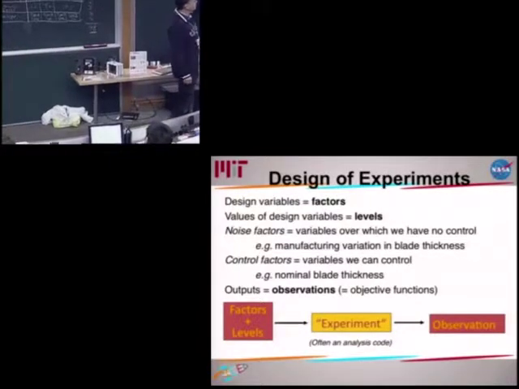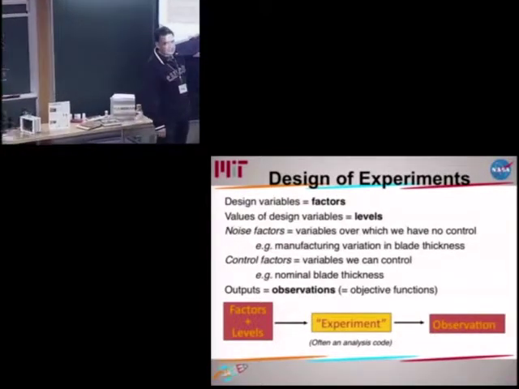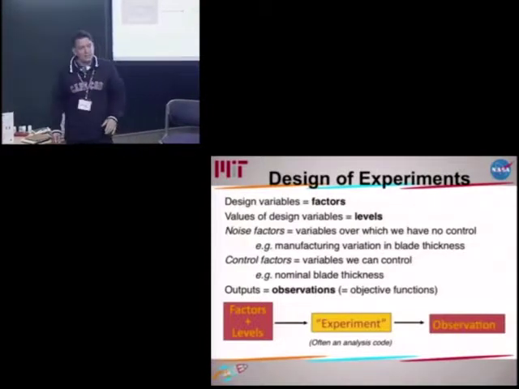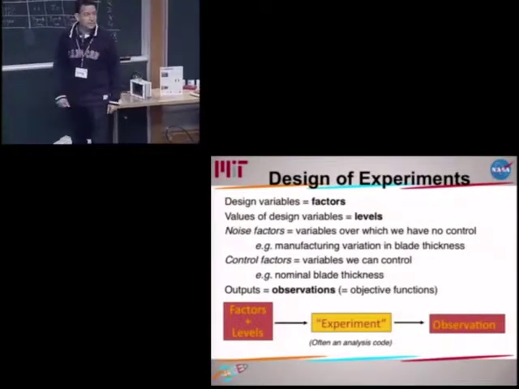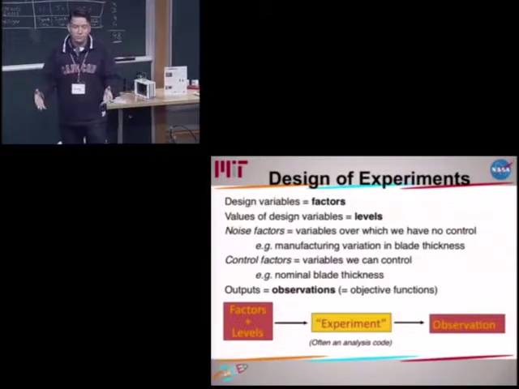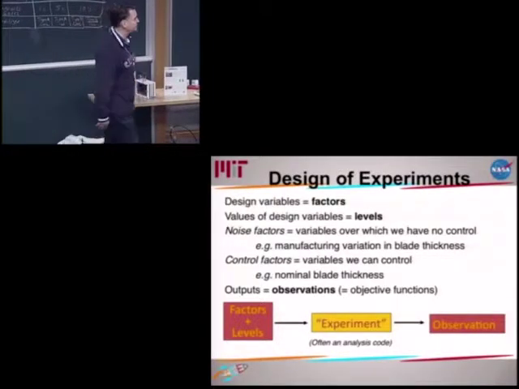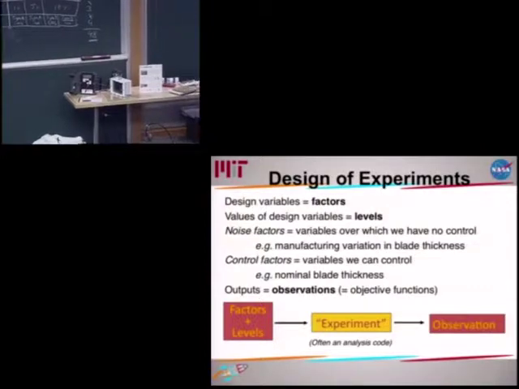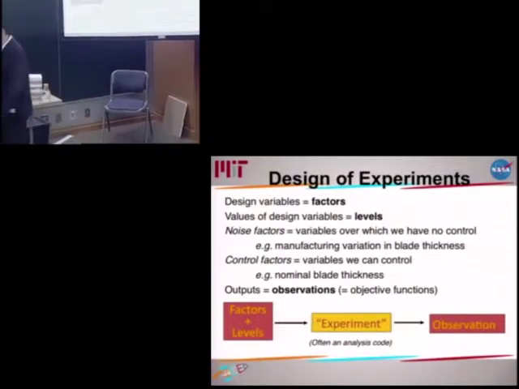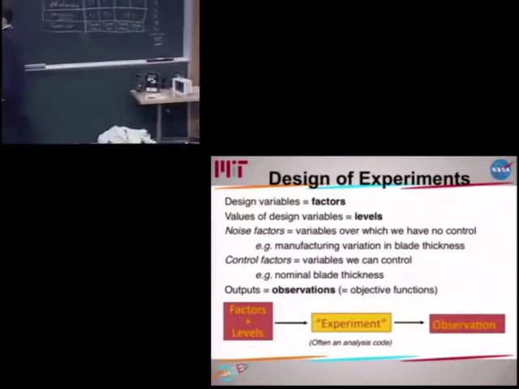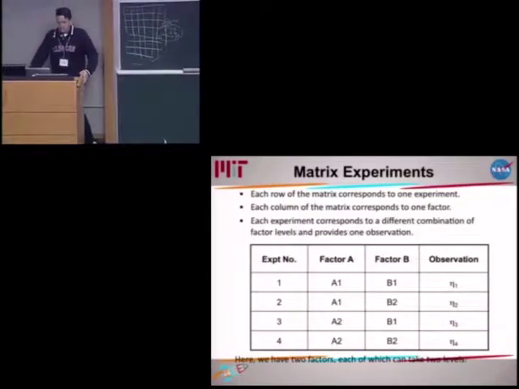So we have factors and levels. We're conducting an experiment, and that experiment could be a physical experiment, as we've suggested here, but it could be a computer experiment, right? It can be a virtual experiment if you have a model. That's fine. It could be an analysis type experiment. And then you're going to collect observations. So that's the building blocks of an experiment.